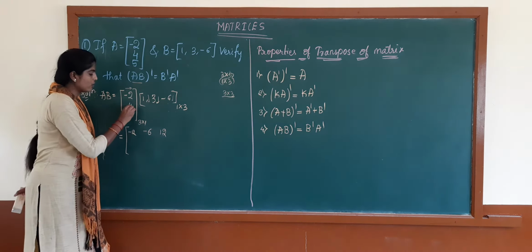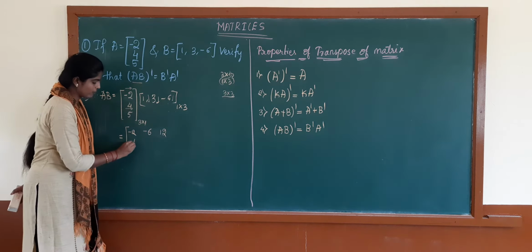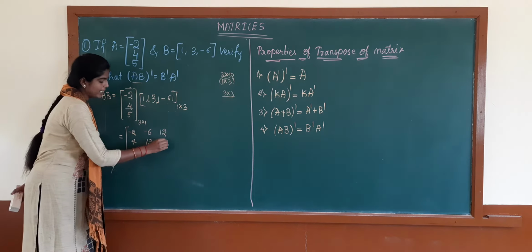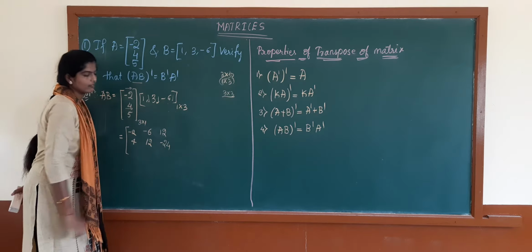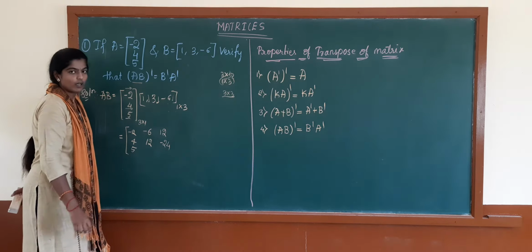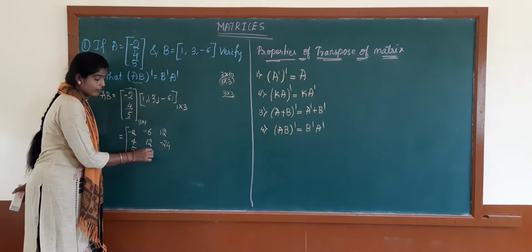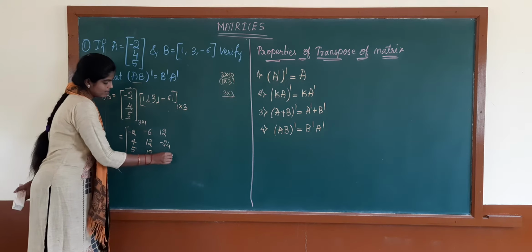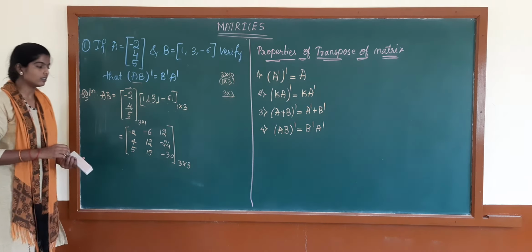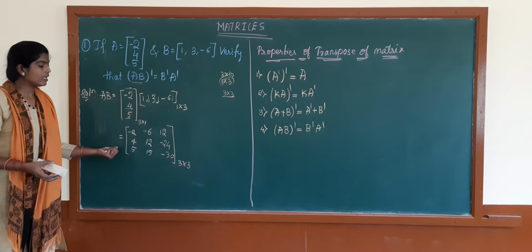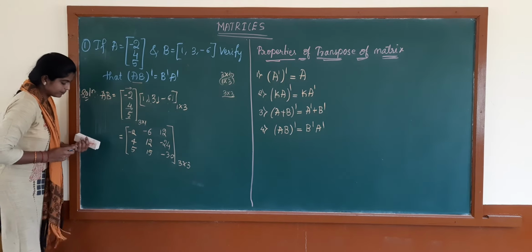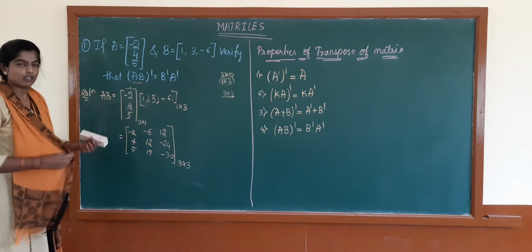Next, second row, first column, 4 into 1, 4, 4 into 3, 12, 4 into minus 6, minus 24. Next, third row, first element, that is 5 into 1, 5, 5 into 3, 15, 5 into minus 6, that is minus 30. It is a matrix of order 3 cross 3. So we get the AB. So if you transpose it, we obtain AB is the matrix of order 3 cross 3.